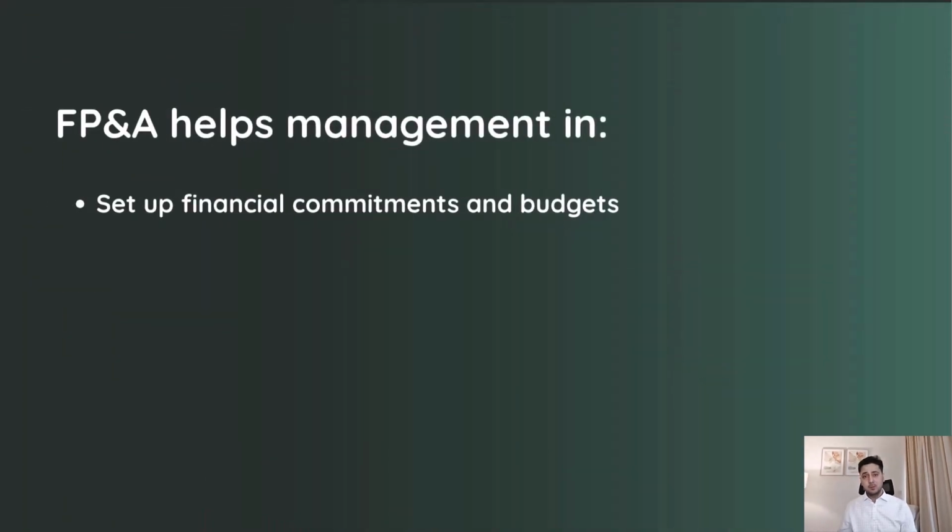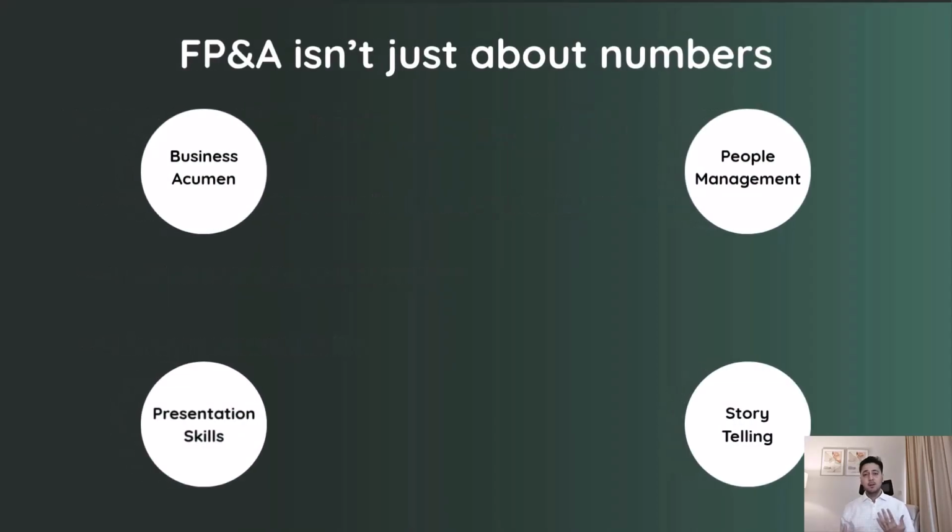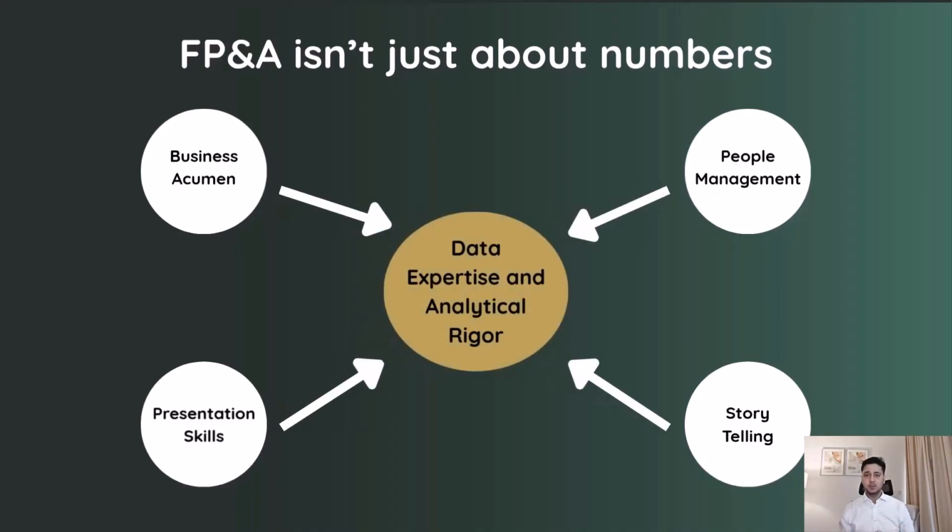In many ways, financial markets judge the companies on how well they deliver on their commitments. And the managements of these companies rely heavily on FP&A to first set those commitments, then monitor the performance, and then drive the accountability. That's why FP&A is not just about numbers or formulas. It's a blend of business understanding, storytelling, presentation skills, and people management. But all of these 4 aspects are built on the foundation of analytical rigor and data expertise. And that's going to be the focus of this course.